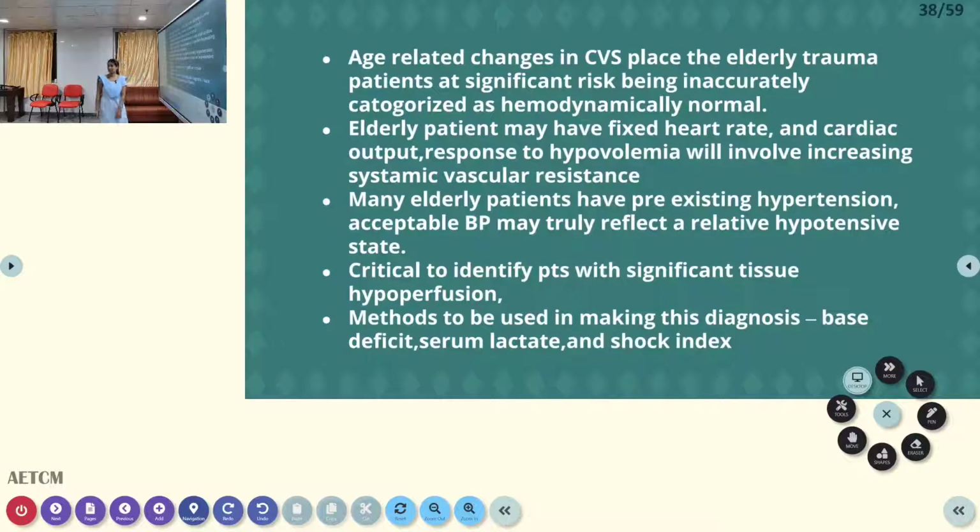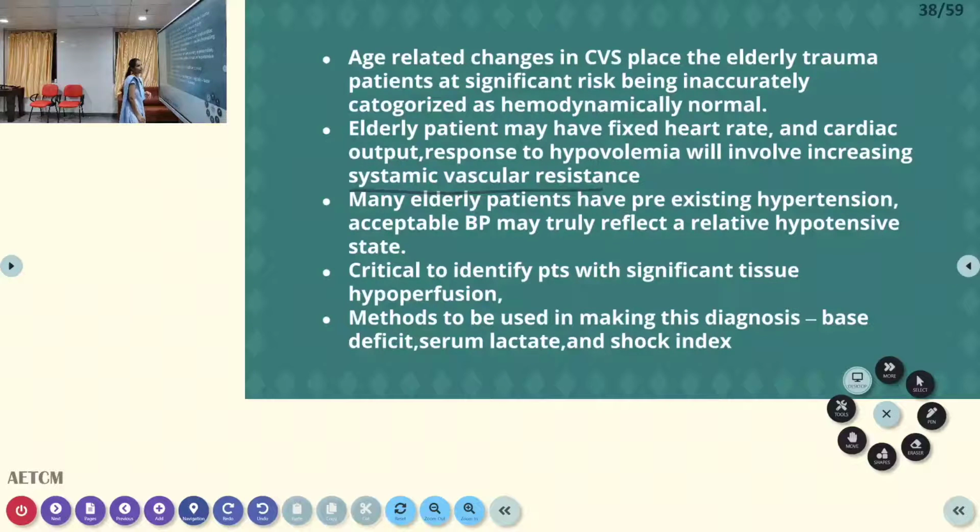So age-related changes in the cardiovascular system place elderly trauma patients at significant risk of being inaccurately categorized as hemodynamically normal. Elderly patients may have a fixed heart rate because they are using beta blockers, so they may have a fixed heart rate and fixed cardiac output. So the response to hypovolemia will involve increases in systemic vascular resistance.